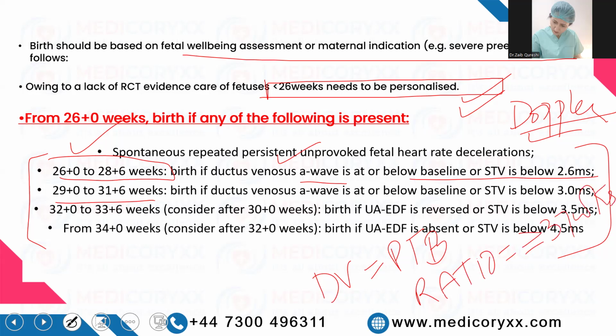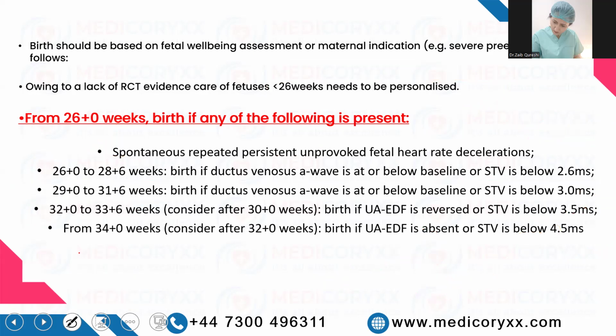Another concept. Okay. 29 to 31 plus 6 weeks: birth, if ductus venosus is at or below baseline or STV is below 3 milliseconds. 32 to 33 plus 6 weeks, consider after 30 weeks, birth if umbilical artery end diastolic flow is reversed. From 34 weeks onwards, consider after 32 plus weeks if umbilical artery end diastolic flow is absent.